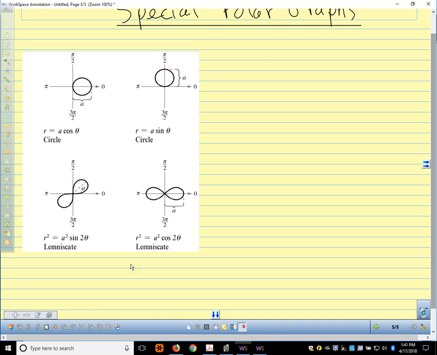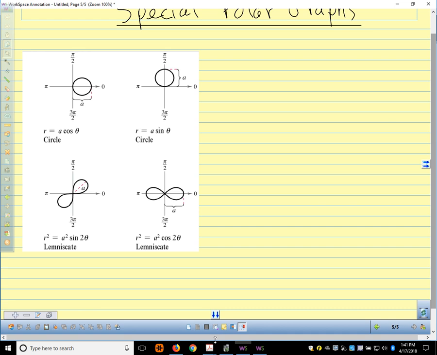The lemniscate, you have an r squared. And this is the one that we simplified earlier. It came out to be x squared plus y squared squared equals 2xy. So that's kind of a complicated equation. So these are lemniscates.